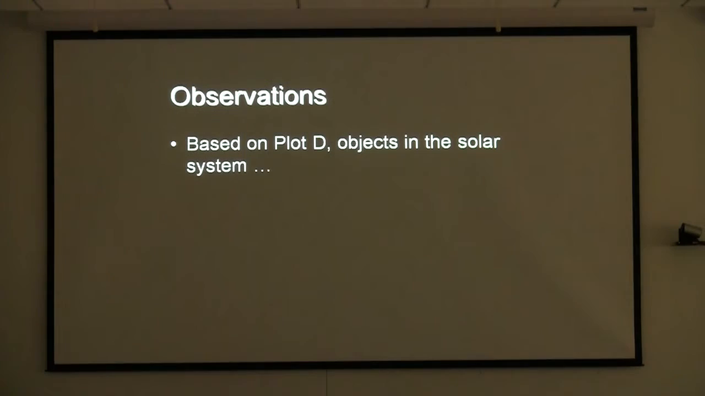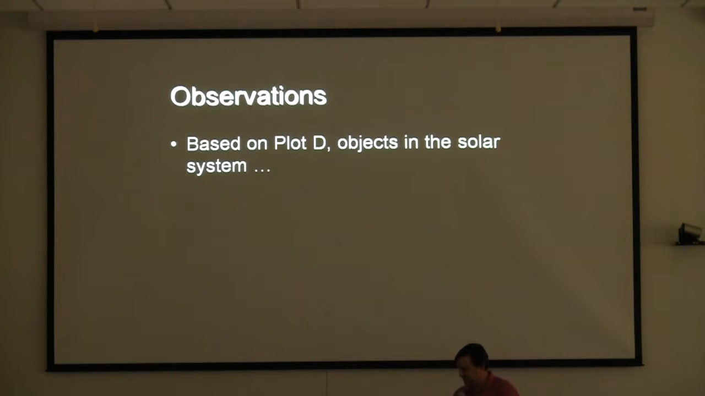Okay, so based on plot D, objects in the solar system, how can we make a generalization based on this? They're not right beside the sun. Say that louder. No object is right beside the sun. No object is right beside the sun, okay? Anybody else want to finish the sentence in a different way?